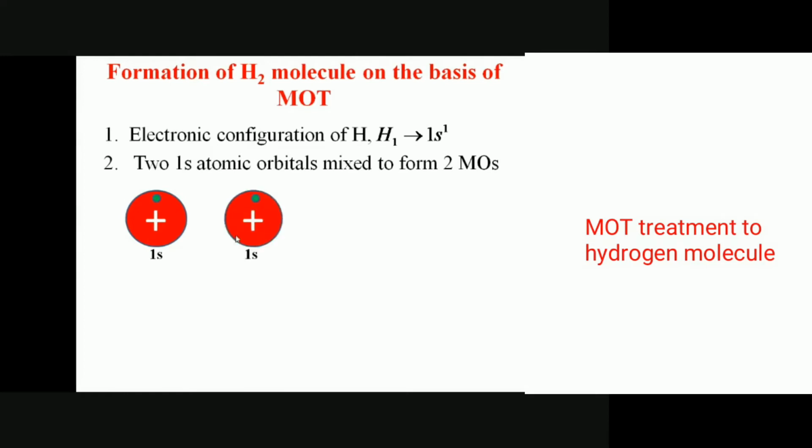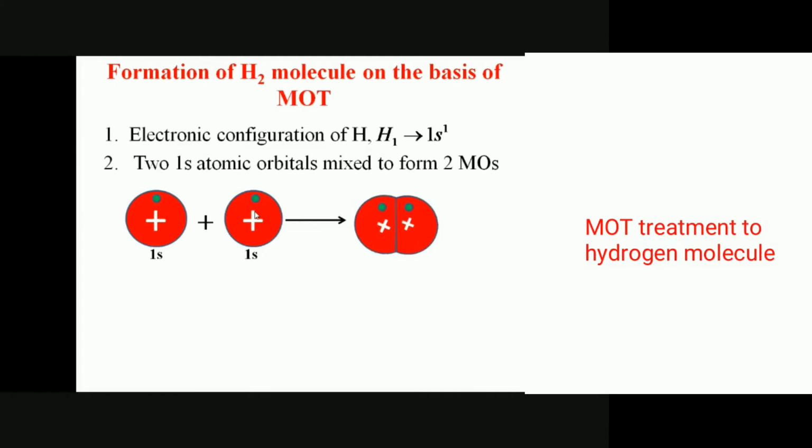Then this is another 1s orbital. Now these two are having the positive wave function, meaning the electron cloud, or the probability of finding the electron in the 1s orbital here and finding the electron in another 1s orbital here, is more. When they undergo linear combination, meaning linear combination of atomic orbitals, they will form a molecular orbital, and this molecular orbital will be this one.